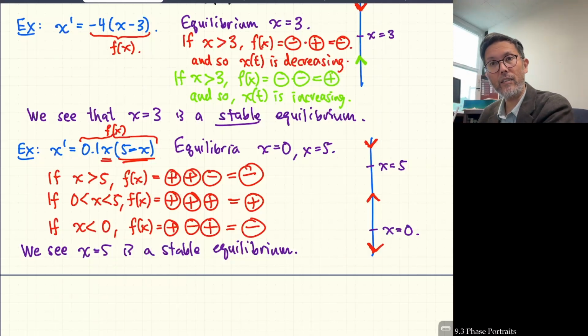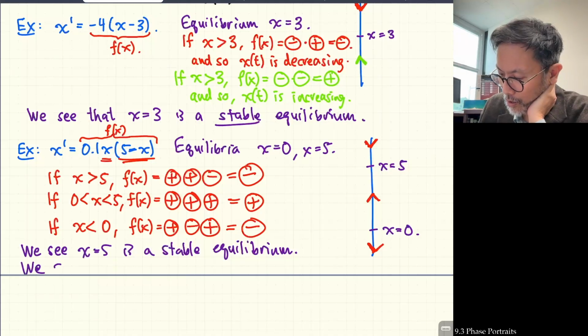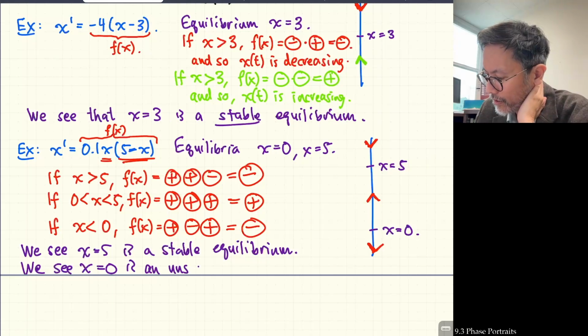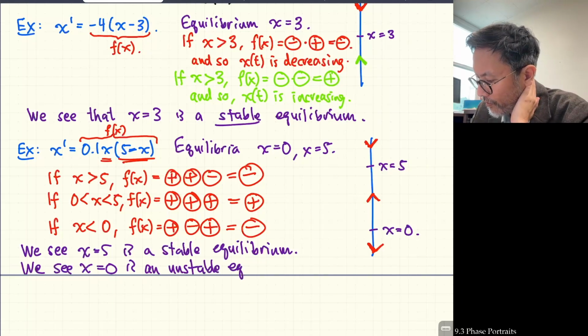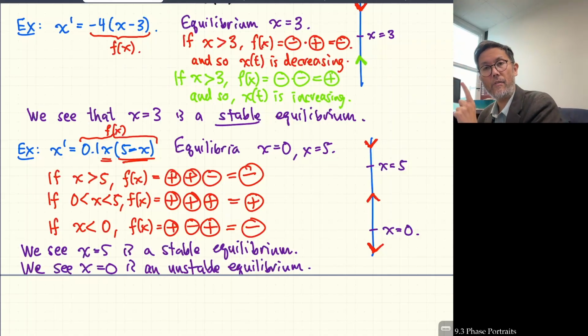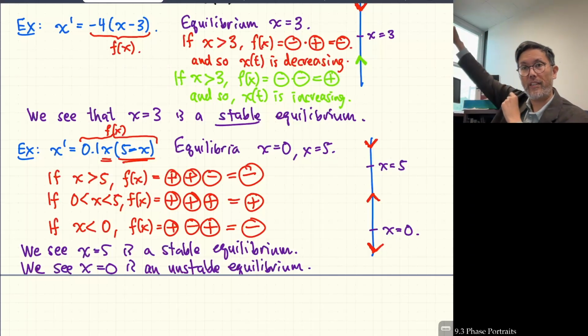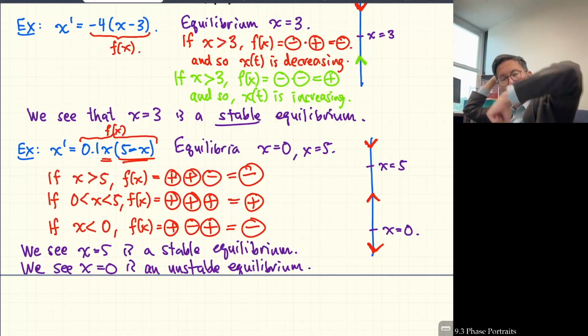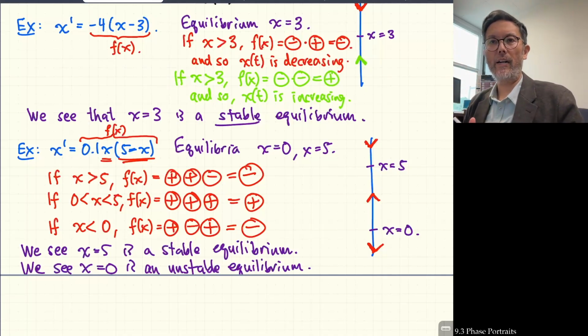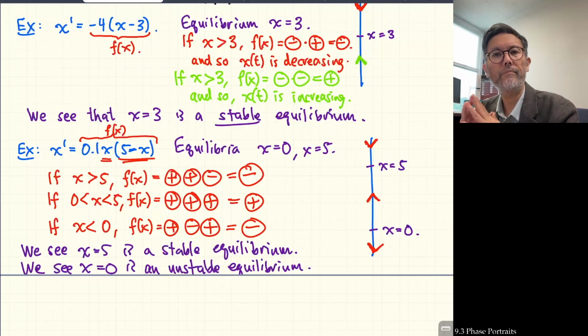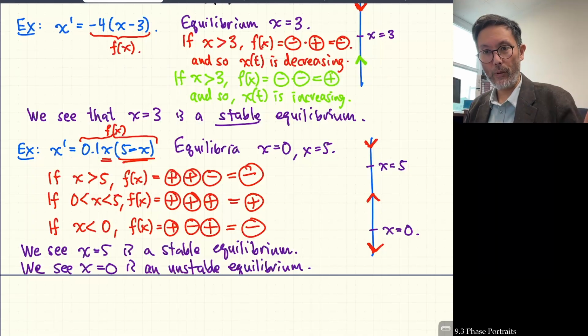On the other hand, look at x equal to 0. x equal to 0 is an unstable equilibrium. If we push off in the positive direction from x equal to 0, then we will flow toward the other equilibrium, x equal to 5. Whereas if we push a little bit below x equal to 0, we will go to negative hell, negative infinity. Yeah? Okay. There we go.